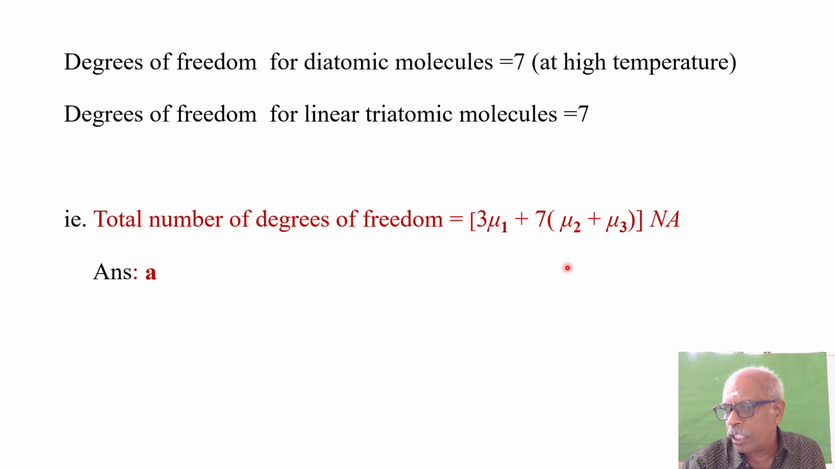What are mu1, mu2, mu3, sir? Mu1 is the number of moles of the monoatomic molecules in the gas. Mu2 is the number of moles of the diatomic molecules in the gas. Mu3 is the number of moles of the triatomic molecules present in the gas. So, option A is the right answer for this question.